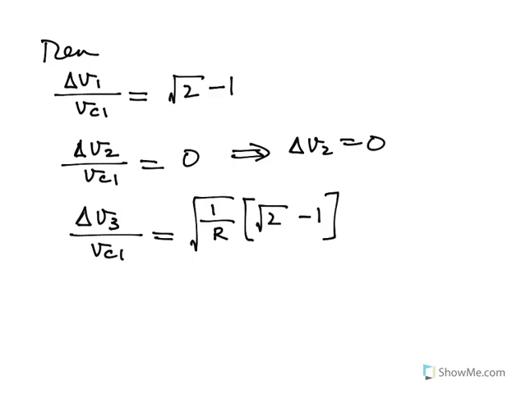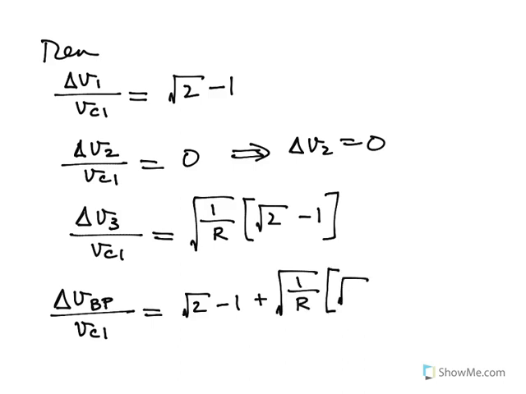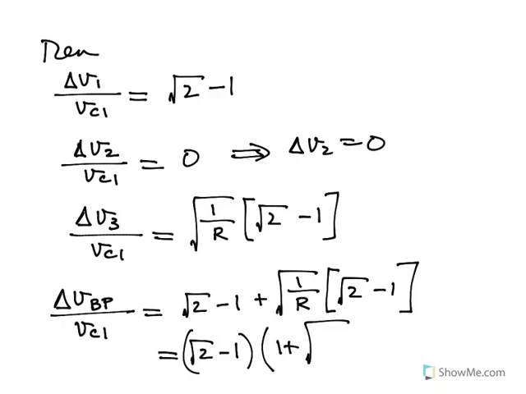Now, these are the limiting cases. Remember, this is not the Bi-Elliptic transfer. This is the Bi-Parabolic transfer. So it's really important to understand that this is for the Bi-Parabolic transfer. So delta V for the Bi-Parabolic transfer divided by Vc1 is just equal to the square root of 2 minus 1 plus the square root of 1 over r times the square root of 2 minus 1. And of course, you can write this simply as the square root of 2 minus 1 times 1 plus the square root of 1 over r. So that's the limiting case.